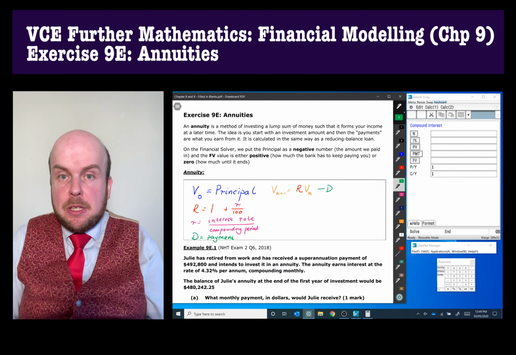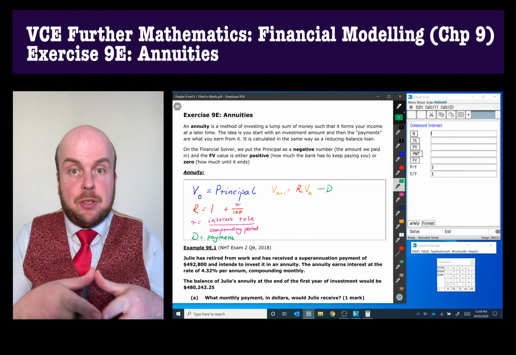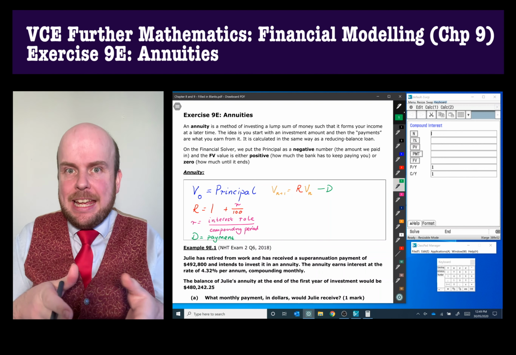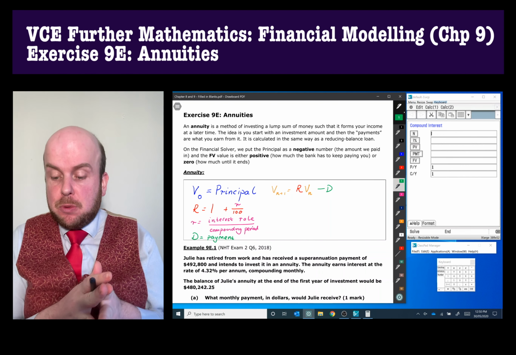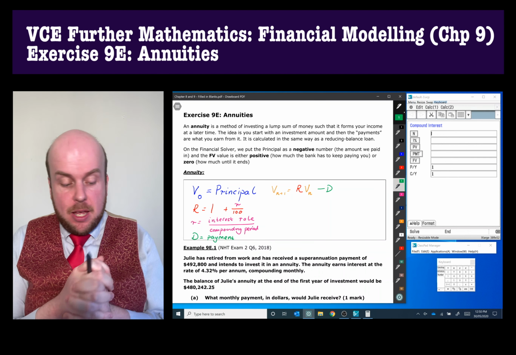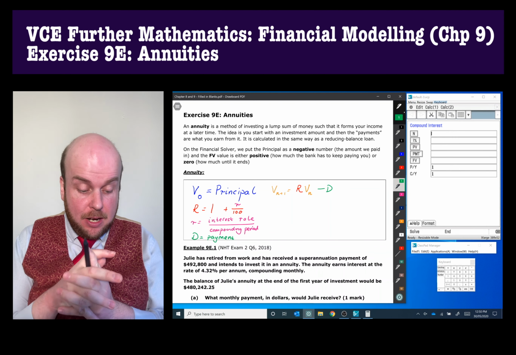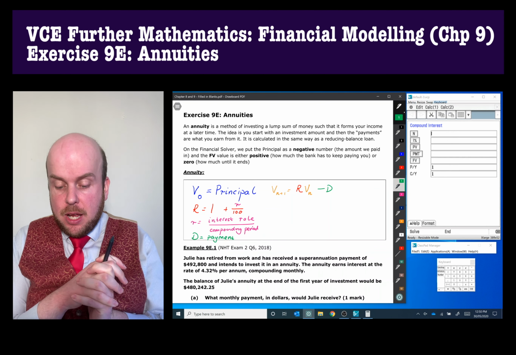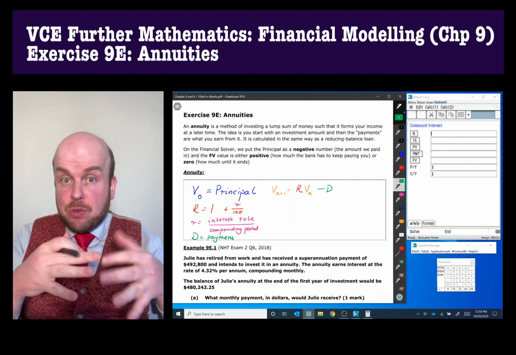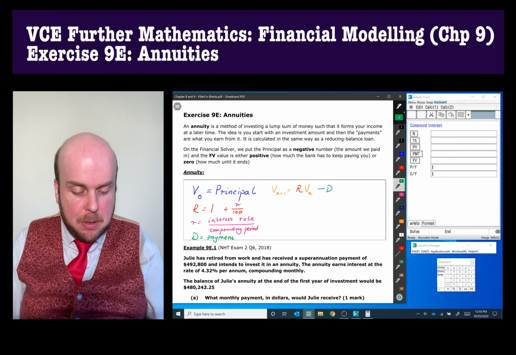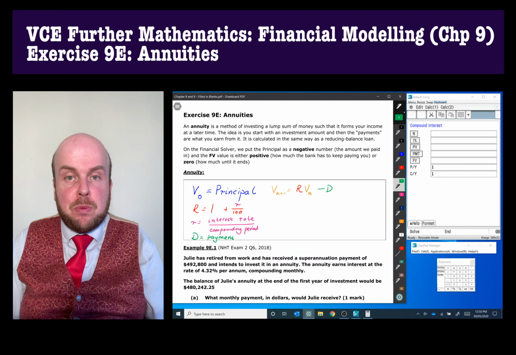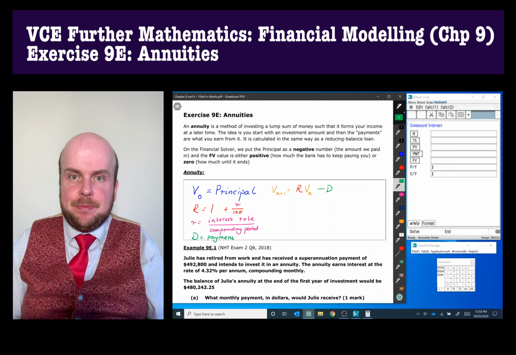So V0 is the principal, the amount that you've put in. So on the financial solver, that's going to be a negative number. Then Vn plus 1 equals R Vn minus D, where the R value there is 1 plus little r over 100, and where little r is the interest rate divided by the number of compounds per year, and D is whatever payment I'm taking out.